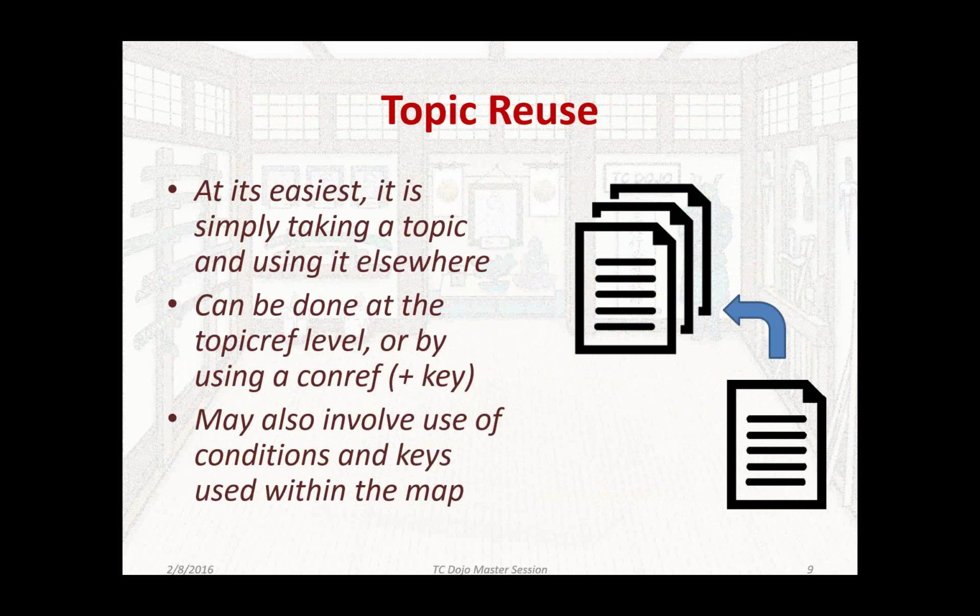This may also involve the use of conditions and keys used within a particular map. So you may have a particular set of keys that are being used, and as long as you have designed things well, you can drag in topics that have been created in another publication, and so long as the keys have the same types of names, you can use those effectively in different publications. And this is a matter of making sure that you know what you have called your keys and where you're placing them and so on and so forth. And I'll be talking a little bit more about that shortly.